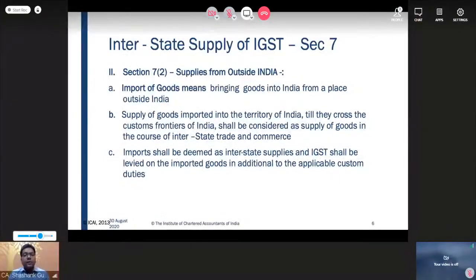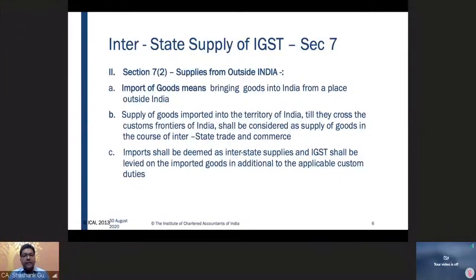Now we talk about interstate supply, which would be covered under IGST, that is Integrated Goods and Services Tax. This is something that you wouldn't have studied as a part of your intermediate course. So here we are going to invest time in detail, because my understanding is that you would be studying it for the first time. So what all will be covered under IGST, friends?